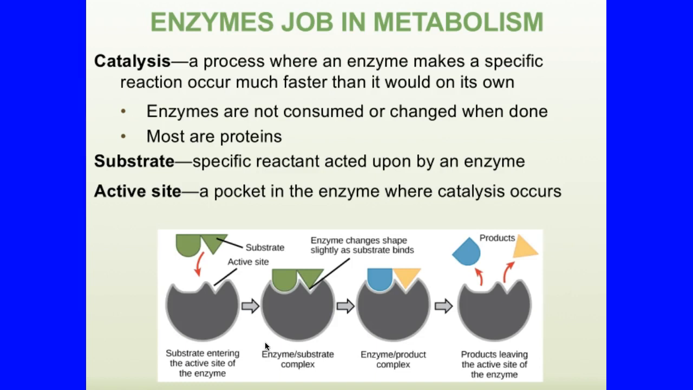Most enzymes are proteins, and a substrate, which is what we're looking at down here, this green marking right here, that's a substrate. It's a specific reactant. Remember, reactants are at the beginning of our chemical reactions. It's a specific reactant acted upon by an enzyme. So at the very end, even without the enzymes, we would still get these two products, but this helps it happen a lot quicker. So here's our starting substrate.